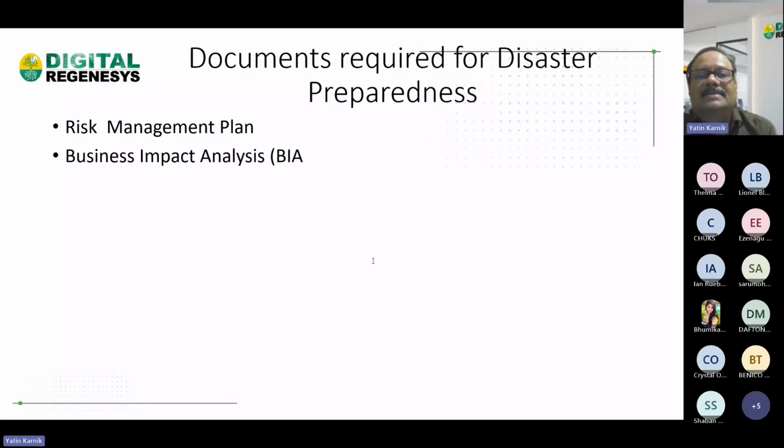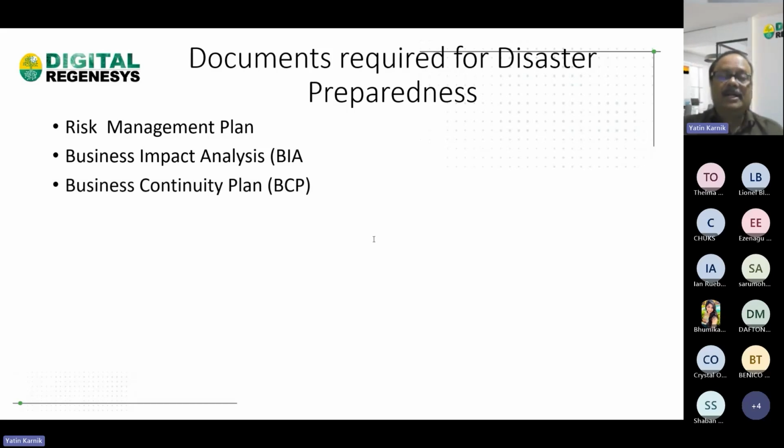Business impact analysis assesses the potential impact of disaster on the project's critical functions: identification of critical functions, assessment of potential consequences of disruptions. The next is your business continuity plan. This document provides a roadmap for maintaining critical business functions during and after the disaster. You can say BCP. It can contain a communication plan, roles and responsibilities, and alternate facilities and resources as well.